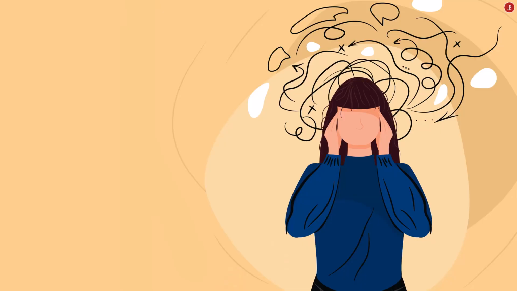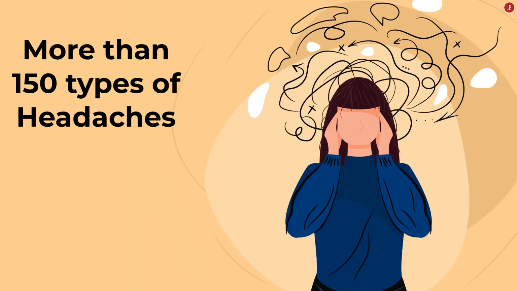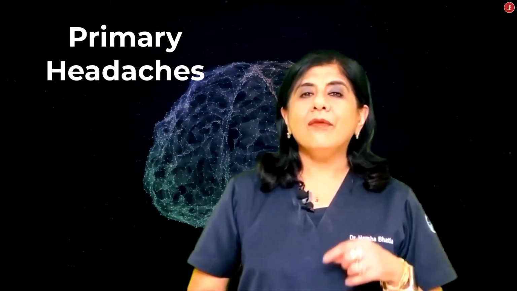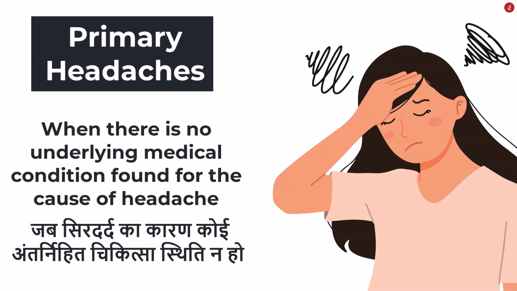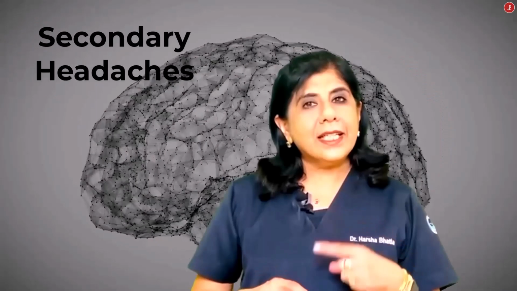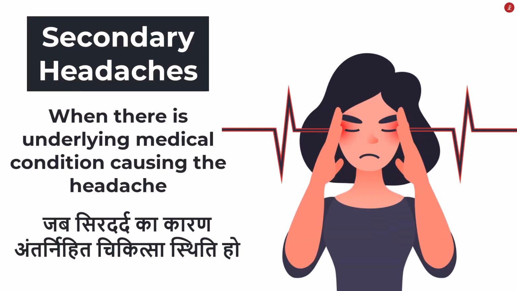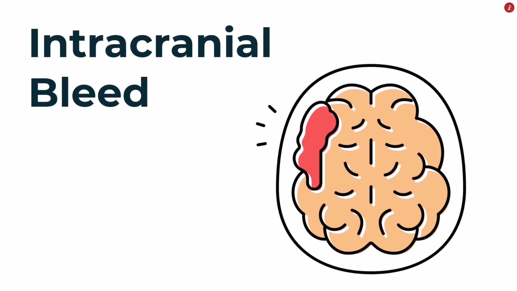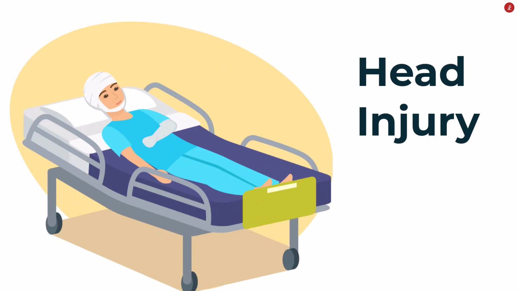Headache is one of the commonest pain conditions in the world. There are more than 150 types of headaches, but primarily we divide headaches into two types, primary headaches and secondary headaches. What is primary headache? When there is no underlying medical condition found for the cause of the headache, that is primary headache, like tension headaches, migraine headaches, cluster headaches. Secondary headache means when there is an underlying medical condition causing the headache, like hypertension, brain tumor, an intracerebral bleed, or a head injury resulting in headaches.